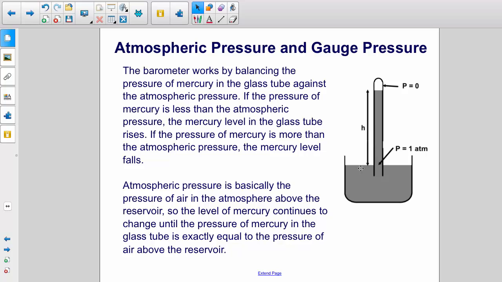Atmospheric pressure is basically the pressure of the air in the atmosphere above the reservoir. So the level of the mercury changes until the pressure exerted by the mercury exactly balances the pressure of the air above the reservoir. Torricelli used this and measured that height and used that to specify atmospheric pressure. Again, as we discussed before, that's why we often talk about atmospheric pressure in terms of inches or millimeters of mercury.